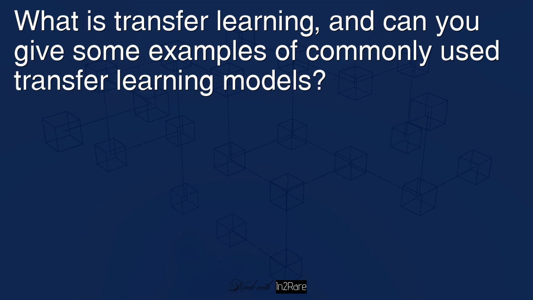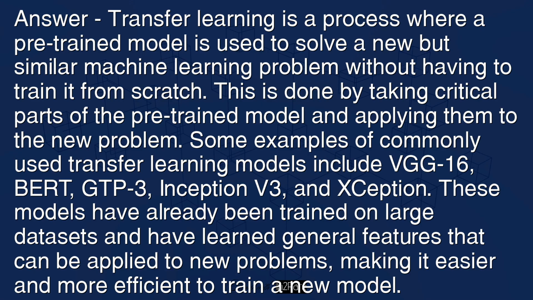What is transfer learning, and can you give some examples of commonly used transfer learning models? Answer: transfer learning is a process where a pre-trained model is used to solve a new but similar machine learning problem without having to train it from scratch. This is done by taking critical parts of the pre-trained model and applying them to the new problem.